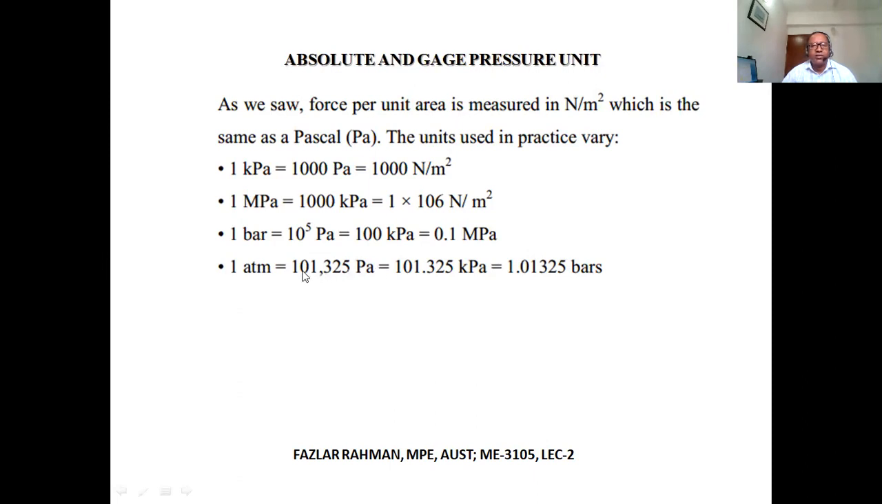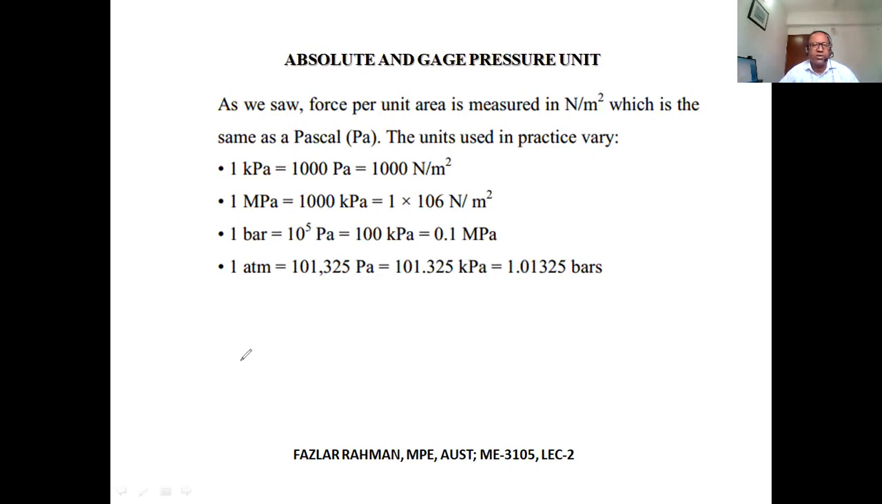So if you make it 10 to the power 5, it comes to about 1.01. So the same, right? And atmospheric pressure is 101.33 kilopascal. And it is better to remember this value because when we solve problems, most of the time they will not give you the value of the atmospheric pressure. So as a student of fluid mechanics, you need to remember some values, some parameters.